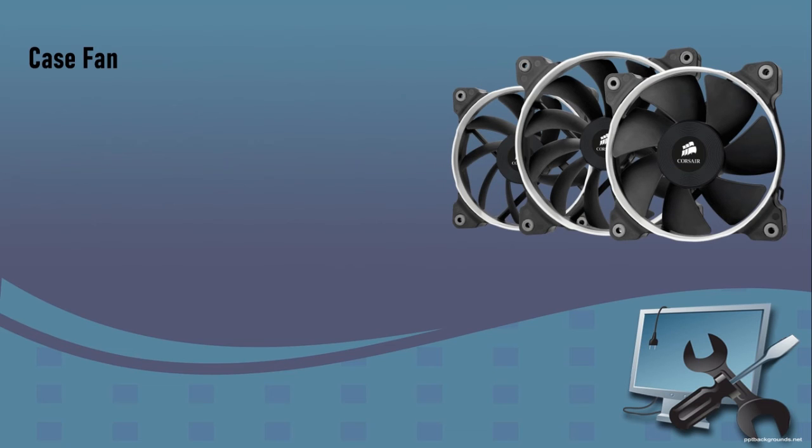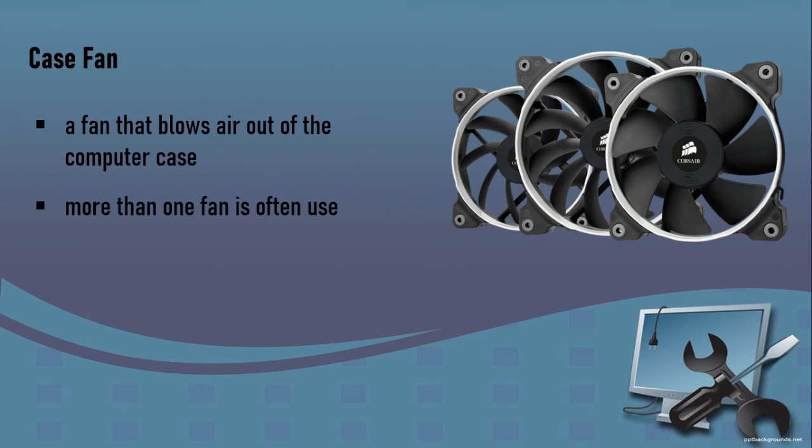A case fan is an electric fan that blows hot air out of a computer case, AV equipment case, or other electronic equipment. More than one fan is often used, and the combination of case fans, power supply fan, heat sinks, and CPU coolers comprise the cooling system.